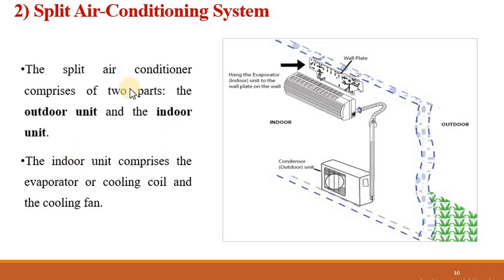So split air conditioners comprise two parts, the outdoor unit and the indoor unit. The indoor unit normally comprises only the evaporator, while the condenser, compressor and expansion valve are in the outdoor unit. The indoor unit comprises the evaporator or cooling coil and the cooling fan.